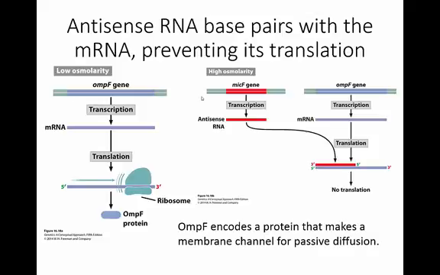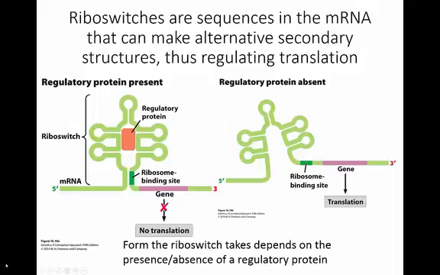So what the cell does is it turns on this functional RNA gene, called micF, and this gene is actually complementary to the messenger RNA for the OmpF gene, called an antisense RNA. And it binds to that messenger RNA and it prevents it from being translated.